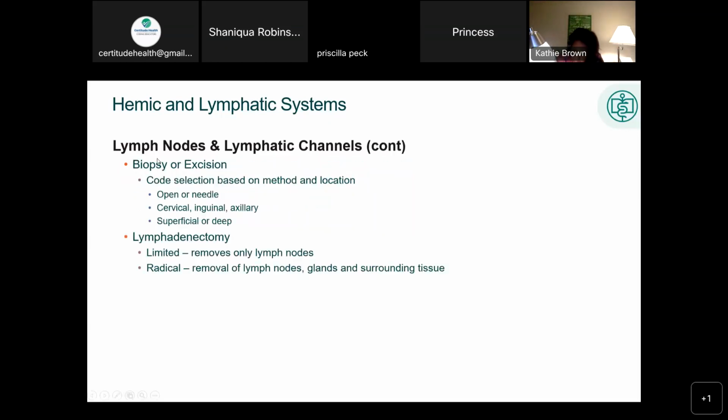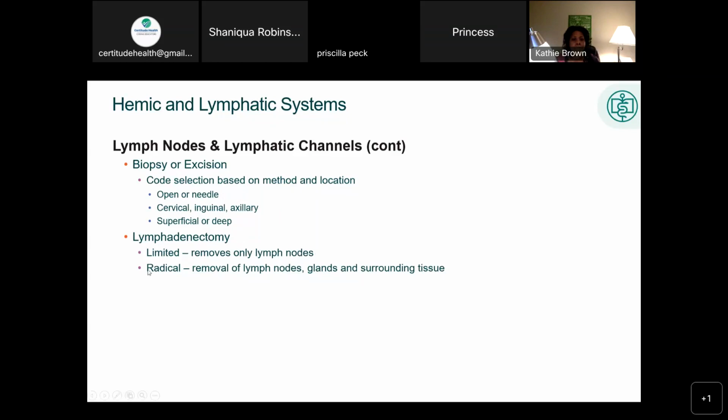Biopsy or excision of lymph nodes are typical of what you've seen with biopsies of other organs of this respiratory system as well. So they could be either open or by needle. And they could be superficial or deep. If they're going deep, because again, we have lymph nodes everywhere, there's some that are surface type lymph nodes, and then there's those that are deeper, near the muscle tissue. And then a lymphadenectomy, if they're doing a limited, it removes only the lymph nodes.